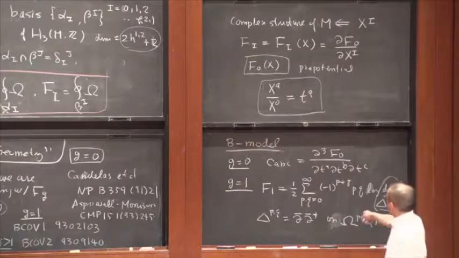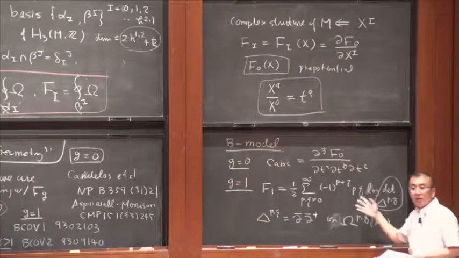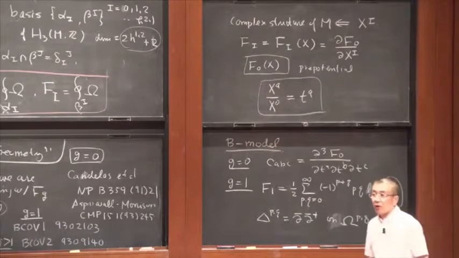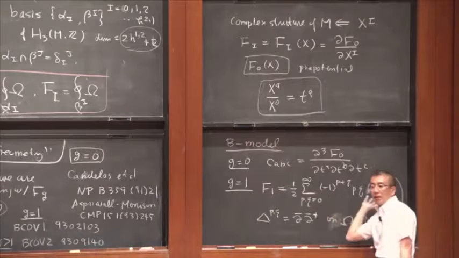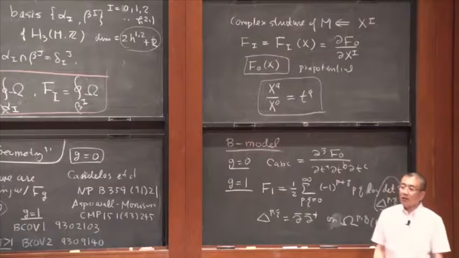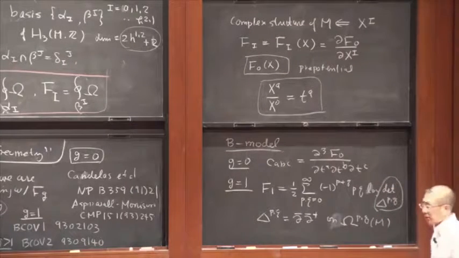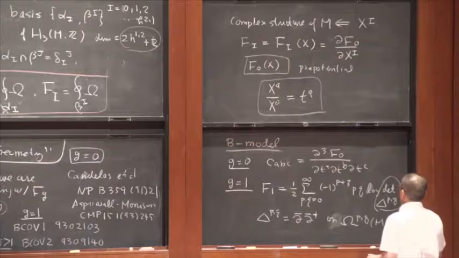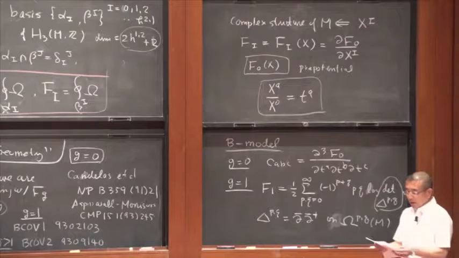It turns out that this particular combination of determinants of the Laplacian is a combination of so-called Ray-Singer torsion. And the particular feature of this is that this combination is independent of the Kähler moduli. In general, the determinant of the Laplacian would depend both on complex structure and Kähler structure. But if you take this particular combination, the Kähler moduli dependence cancels out.